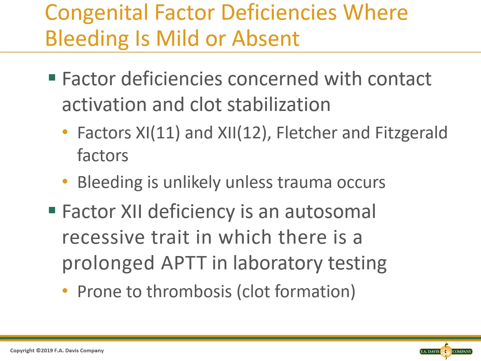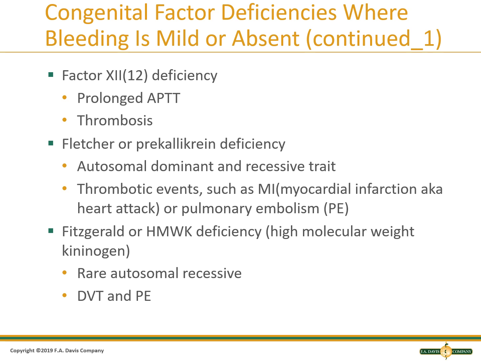The factor 12 deficiency is an autosomal recessive trait in which there is a prolonged APTT in laboratory testing, and the patients are prone to thrombosis or clot formation as an indicator. So again, with the congenital factor deficiencies, we have the factor 12 deficiency, where we would see a prolonged APTT in the laboratory testing portion, where thrombosis or clot formation does occur.